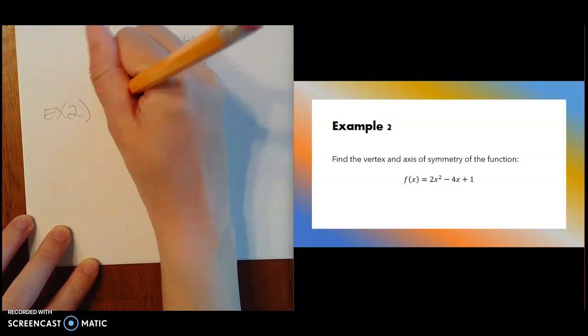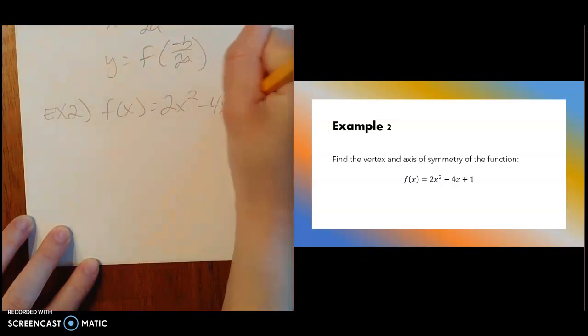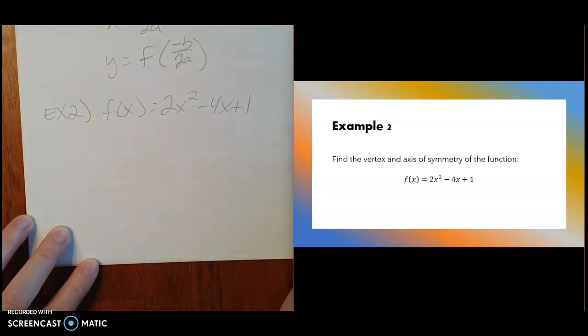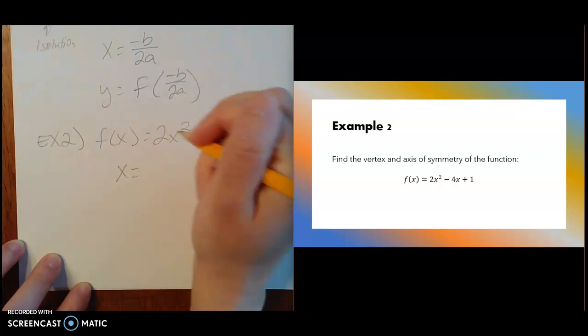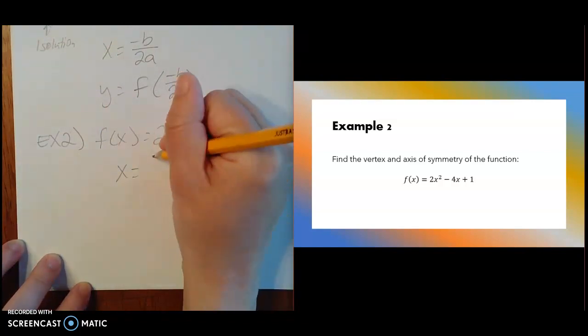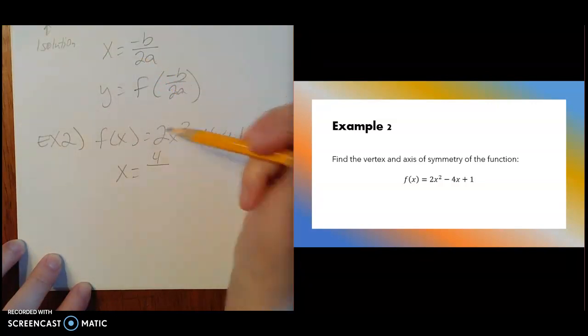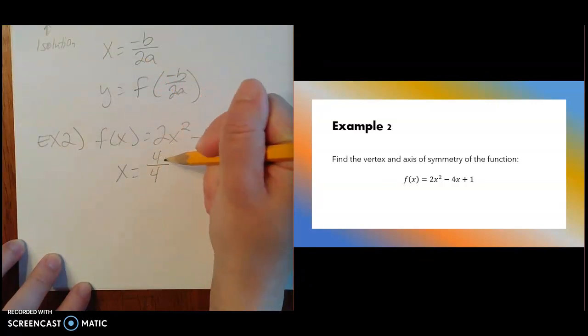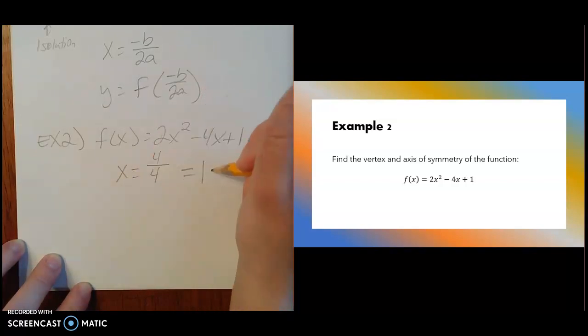So we got the function f of x equals 2x squared minus 4x plus 1. If I want to use the shortcut, the x value is the opposite of b, so the opposite of negative 4 is positive 4, over 2a, so 2 times 2 would be 4. And then I can simplify that a bit. 4 divided by 4 is 1. So there's your x value. X is 1 for the vertex.